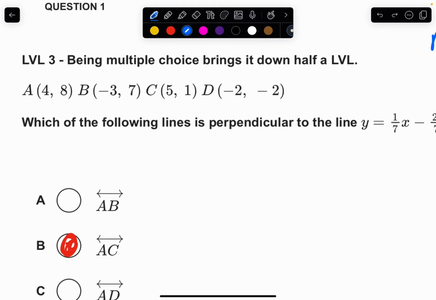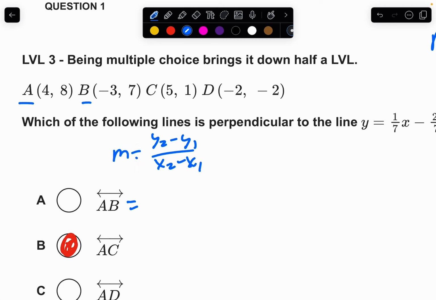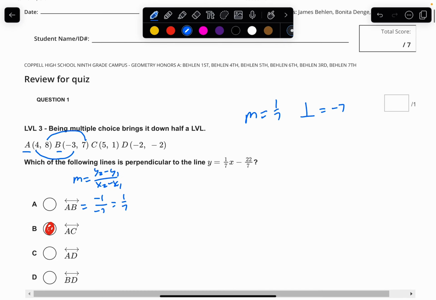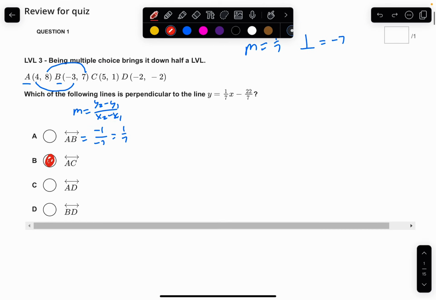So if I go through this, and we already know the answer is B, but for example, if I did the slope of A to B, I don't care how you do it. The way I do it is 8 to 7. Remember that it's technically y2 minus y1 over x2 minus x1. That's how you get slope. The way I think about it is I look at the y values, 8 and 7. That's -1 on top. The y values, 4 and -3, that is -7 on bottom, which is positive 1/7. We're looking for an answer of -7, so that's not it. That has a slope of positive 1/7. That is potentially parallel, but it's definitely not perpendicular.